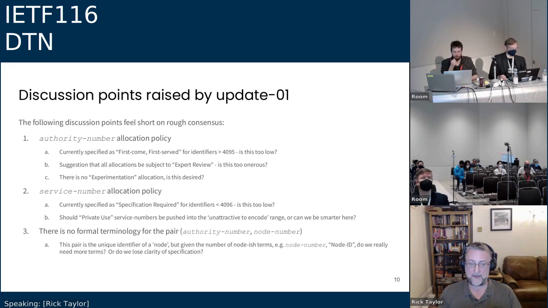And the third and final comment was one that I know Ed and I have discussed several times, and I know has been discussed a bit more widely. Now that we talk about authority number and node number, we have lost that useful phrase for the ID of the node, because the ID of the node is now made of the concatenation of the authority number and the node number, and we don't have a useful term.